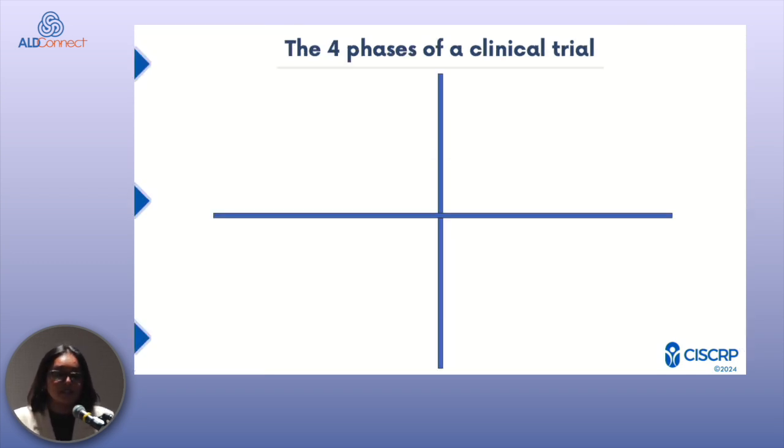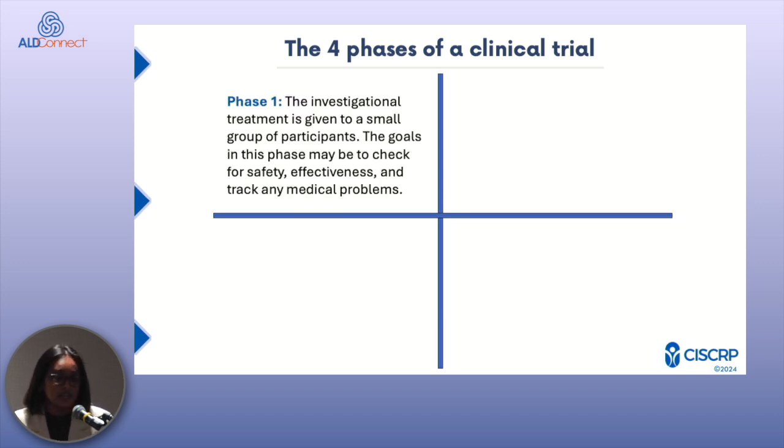So there are typically 4 phases of a clinical trial. Phase 1, the investigational treatment is given to a small group of participants. The goals in this phase may be to check for safety, for effectiveness, and track any medical problems.